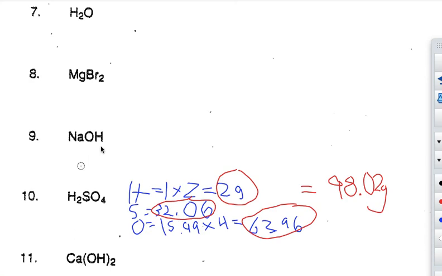The one thing I will mention is when you do have parentheses, remember that this number outside the parentheses does apply to both of these. So that means that technically speaking, you have 2 oxygens and 2 hydrogens here, but not 2 calciums. So keep that in mind and have a wonderful rest of the day.